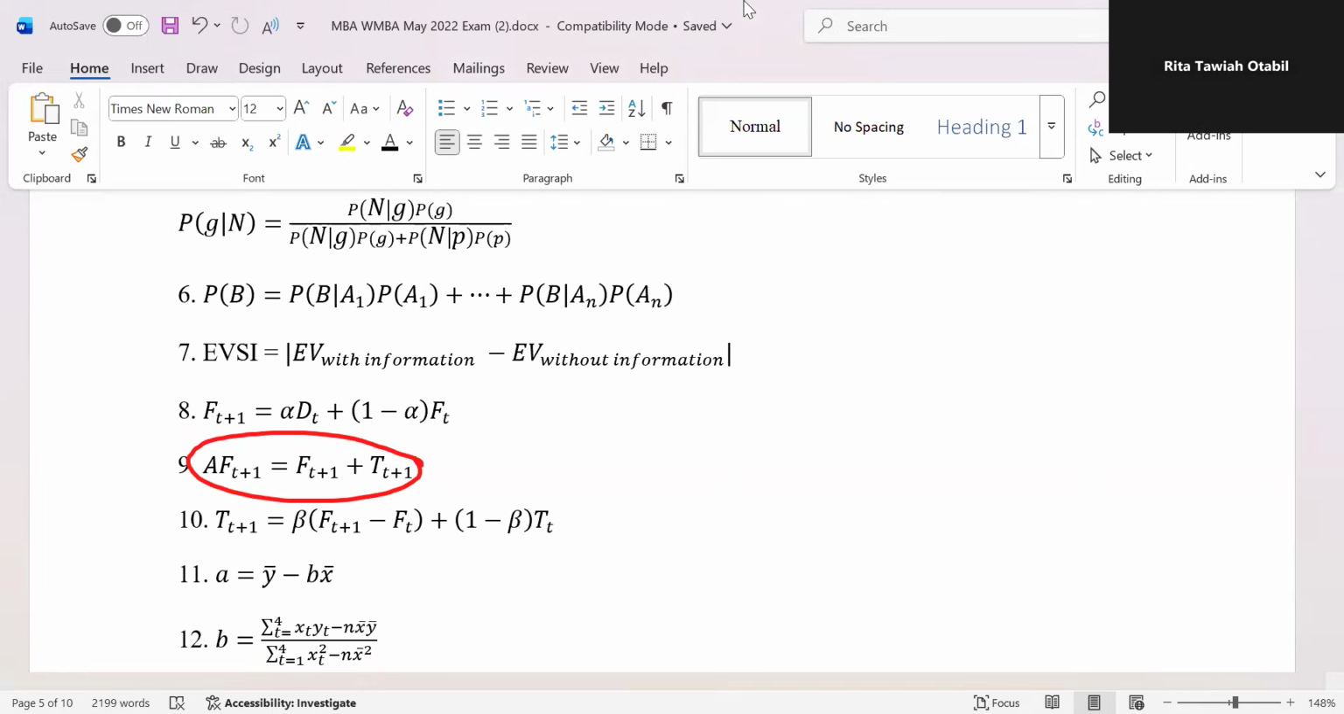Is Rita here? Okay. So the seasonal, the exponential, what do you call it? Just an exponential smoothing forecast.